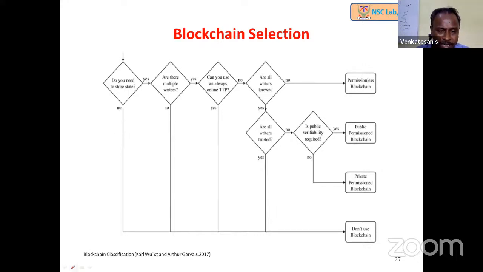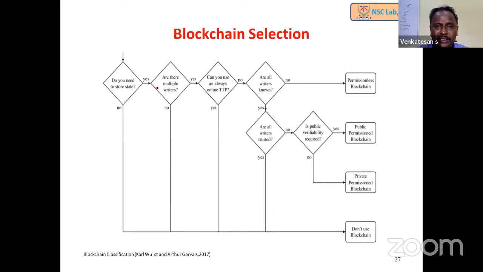So the first question we can ask ourselves is, do you need to store the state? Store the state means if our application is going to have a state change. Okay, earlier it was in one state, and then next state, then later it will be in another state. For example, updates in the account balances. And if we want to maintain those updates, in that case, if the answer is yes, you go for the next question. Otherwise, you can straight away decide there is no use of blockchain technology. So we don't go for that.